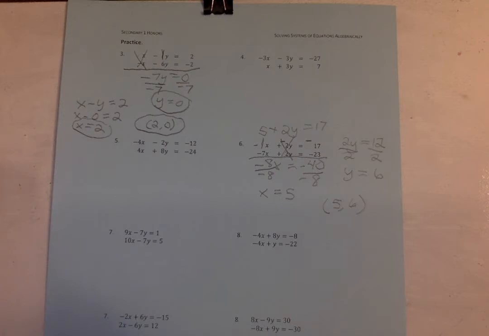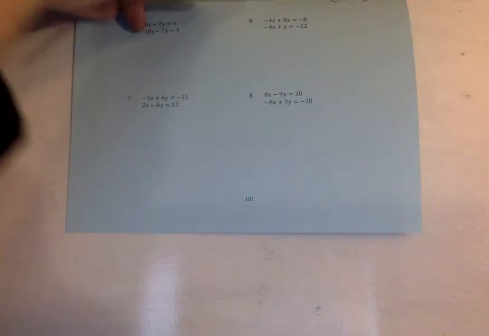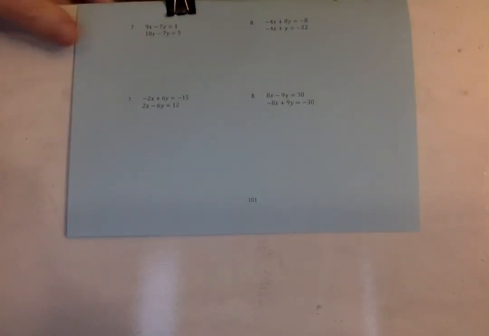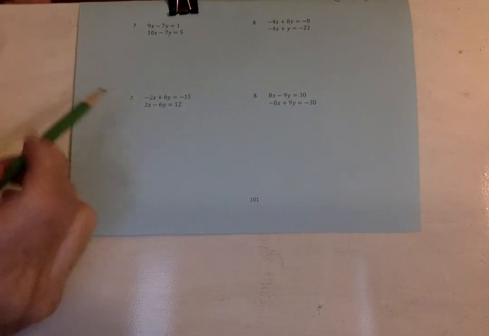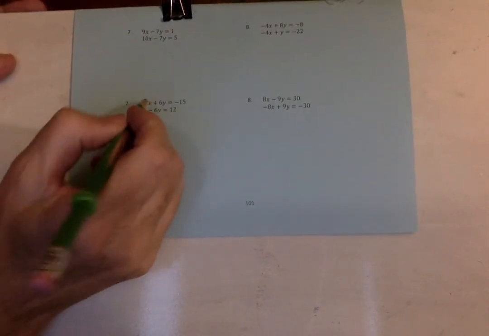Okay. Next, I want to do another one for you. I think I'm going to jump and try number 7. Okay, so I see that they're already opposites, so I can go ahead and add straight down.